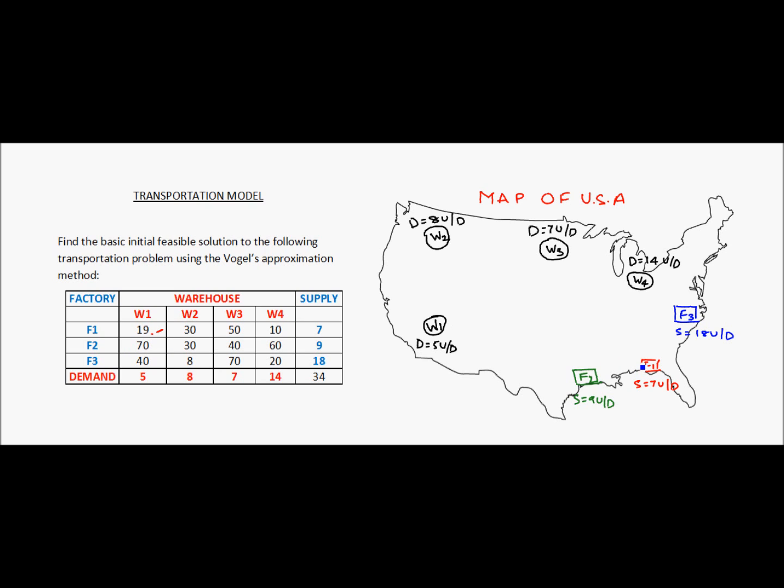So factory F1 can transport the material to W1, W2, W3 and W4. So F1 to W1, the unit cost is $19 per unit. From F1 to W2, the unit cost is $30 per unit. From F1 to W3, the unit cost is $50 per unit. From F1 to W4, the unit cost is $10 per unit.